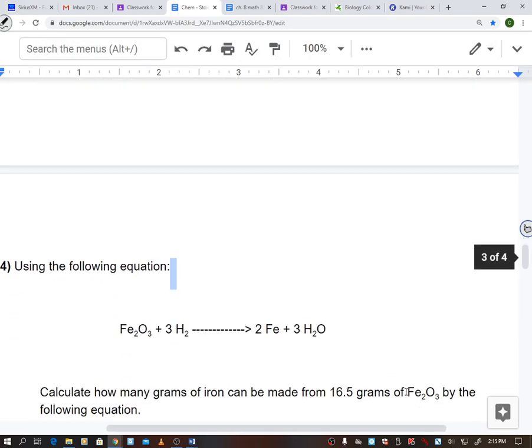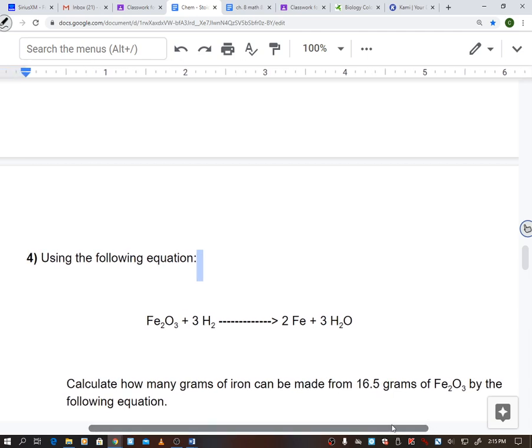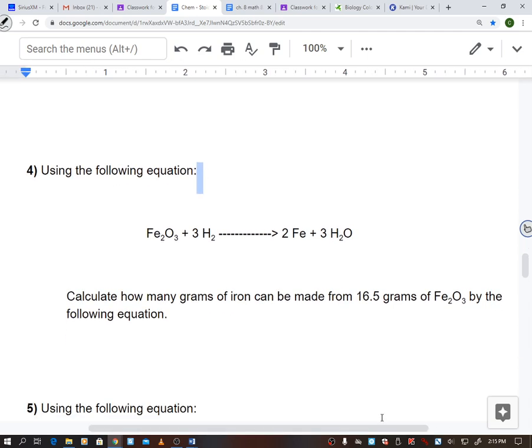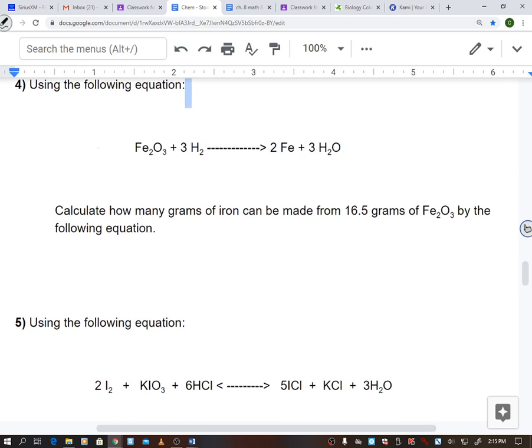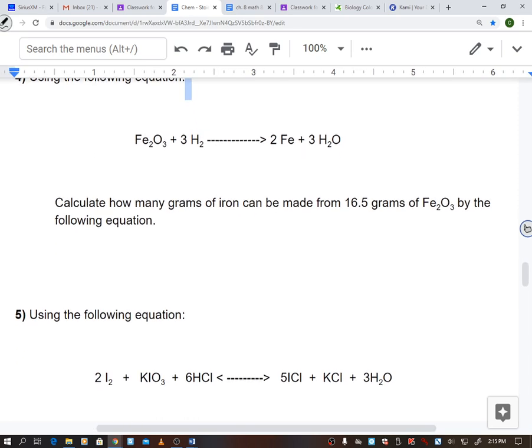Guys, I am going to do the last part of this worksheet. So let's start with number 4. This is where we left off. It says calculate how many grams of iron are made from 16.5 grams of Fe2O3.